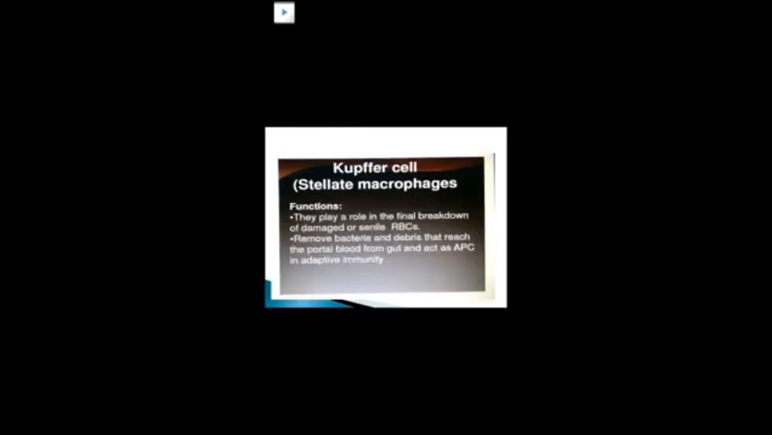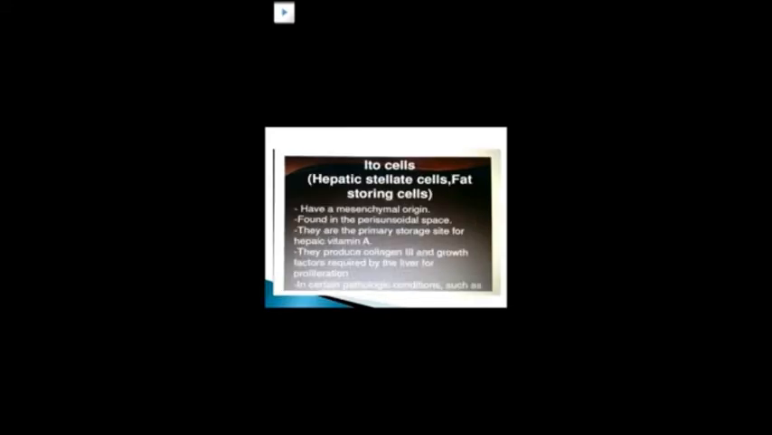So again the functions: they play a role in the final breakdown of the damaged RBCs or the senile RBCs, and they also help in the removal of bacteria and debris that reach the portal blood from the gut. So these are very much helpful and partly improve your immune levels. The immunity contribution is done by these particular Kupffer cells.